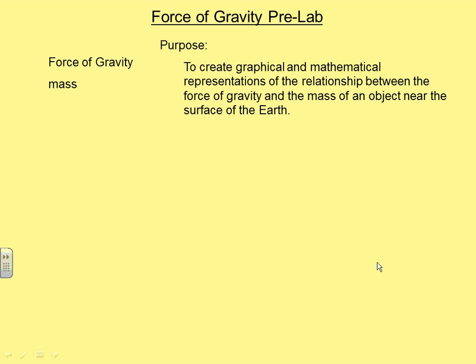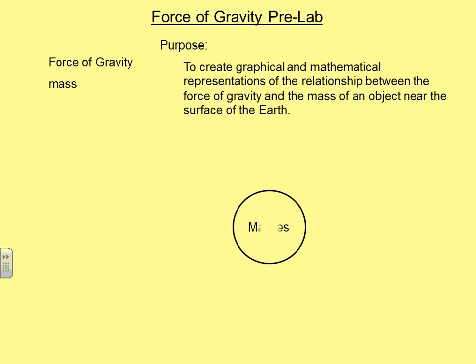So, in this lab, we are going to create graphical and mathematical representations of the relationship between the force of gravity and the mass of an object near the surface of the Earth. And so we're going to see here, is there a relationship between how much mass something has, which remember is the amount of matter in an object, the protons and electrons and nuclei and neutrons and all that stuff, and how much the Earth pulls on it.